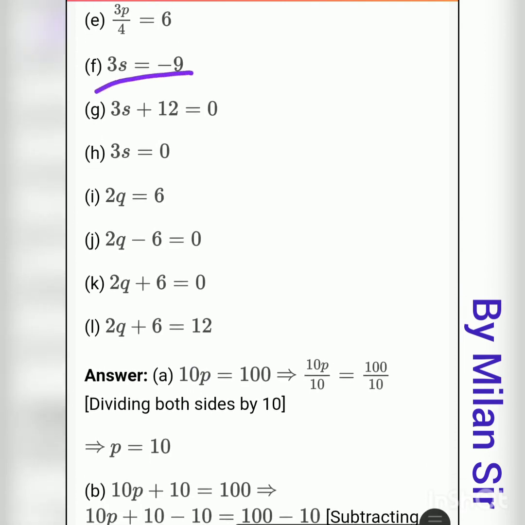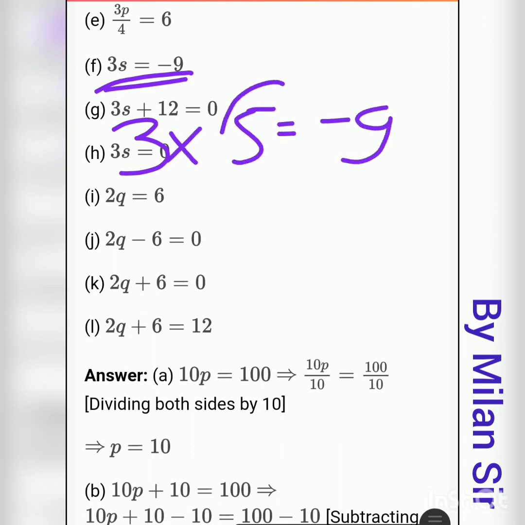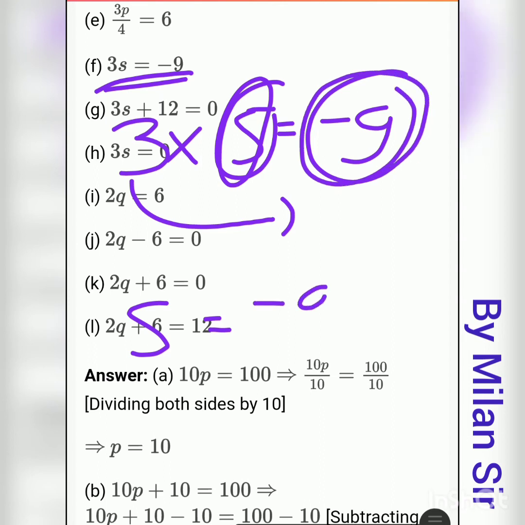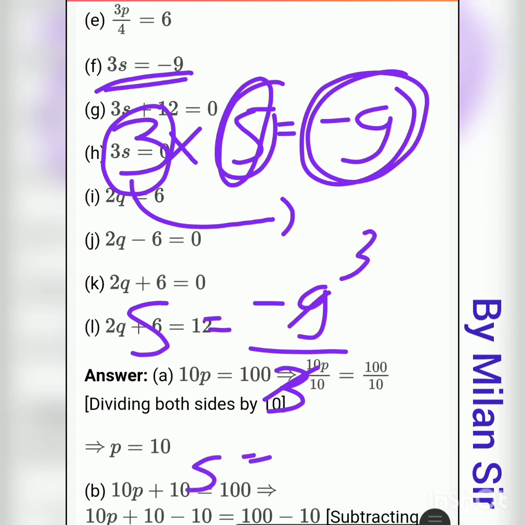Now 3s is equal to minus 9. 3s, that means 3 multiply s, is equal to minus 9. If we want to find the value of s, we need to transfer this 3 to the right hand side. So s is equal to, here we have the value minus 9. This multiply 3 goes to the denominator. So 3 3s are 9, so s is equal to, with the negative sign, minus 3.